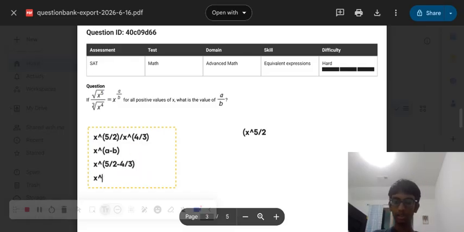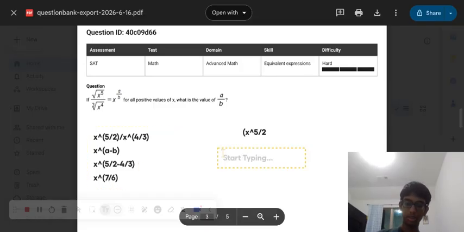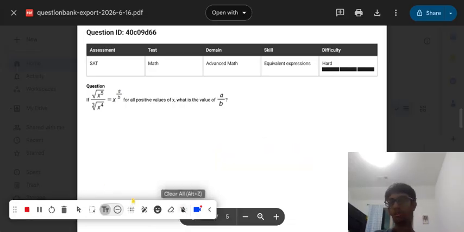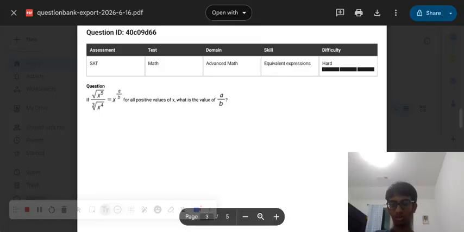Well, that would be x to the 15 over 6 minus 8 over 6. And that will lead to 7 over 6. So our answer will simply be 7 over 6. And that's how you solve this problem. Let's move on to our next question.